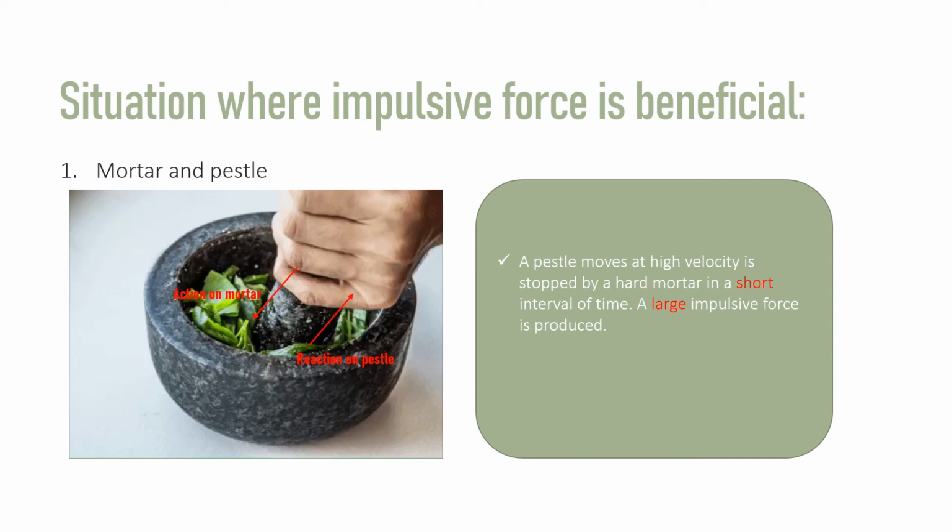This statement can be proved by the formula of impulsive force, which is impulsive force F equal to mv minus mu divided by t. From this formula, we can see that the impulsive force is inversely proportional to time. Therefore, if the time of impact is shorter, a larger impulsive force will be produced.